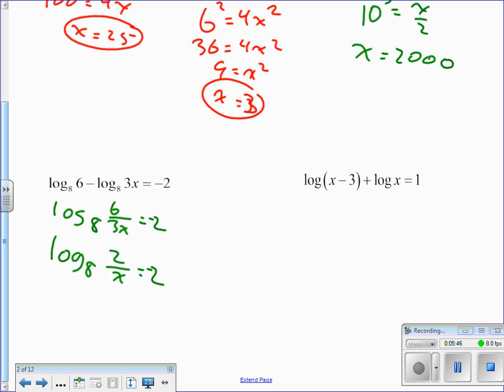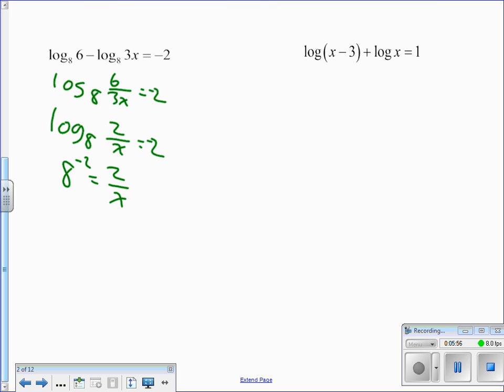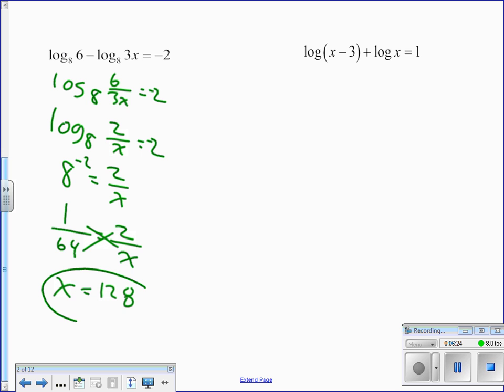Loop it. So I end up getting 8 to the negative 2 power equals 2 over x. Rewrite as 8 to the negative 2, solve that. So that's, let's see, negative means it's 1 over 8 squared. 8 squared is 64. 1 over 64 is equal to 2 over x. I have a proportion, cross multiply. 1 times x is x. 2 times 64, 128.